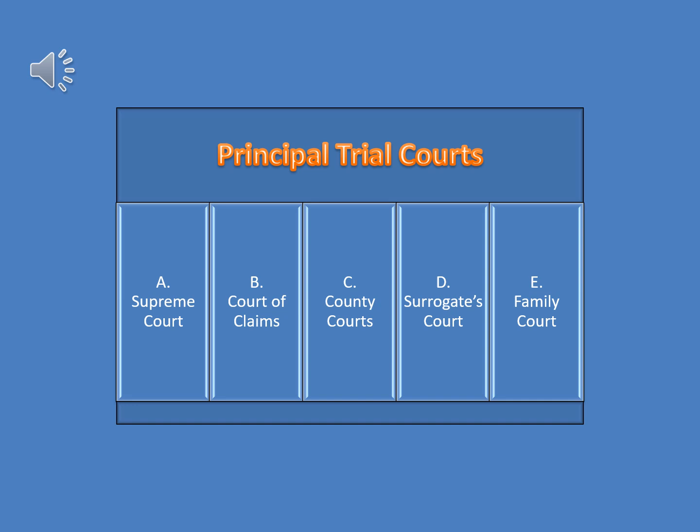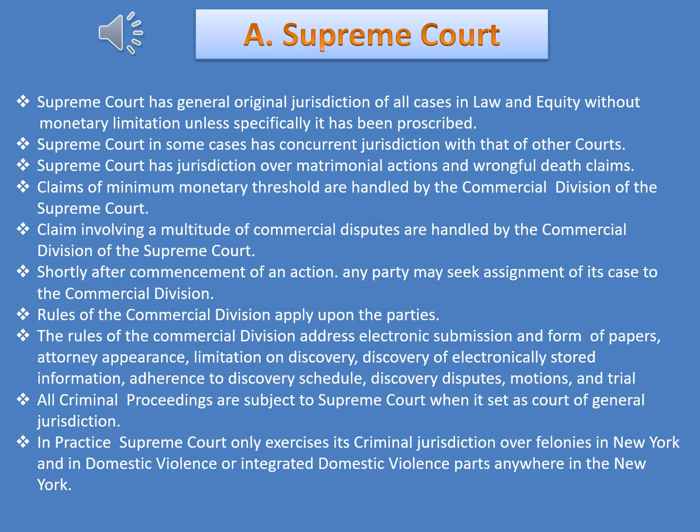Today we will discuss the principal trial courts in New York. Basically, there are five types of principal trial courts: A. Supreme Court; B. Court of Claims; C. County courts; D. Surrogates Court; E. Family Court. Now, in this lecture, we will study the Supreme Court.